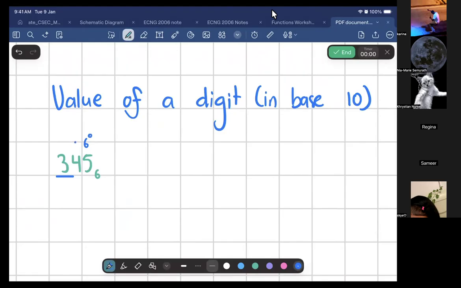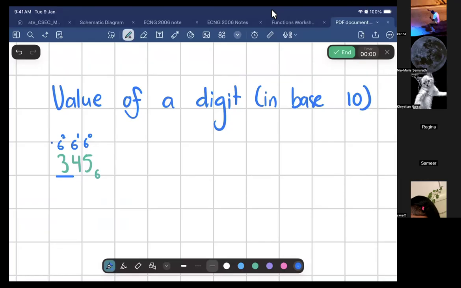What would the place value for the 3 be? 6 to the power 2. So tell me, Alexia, if I wanted to figure out the value of the digit 3, we could see that the digit 3 has a place value of what? What's the place value for the digit 3?